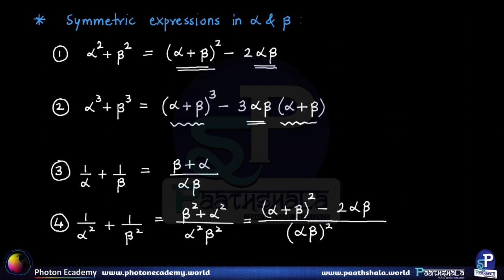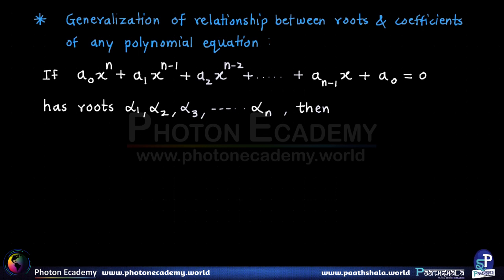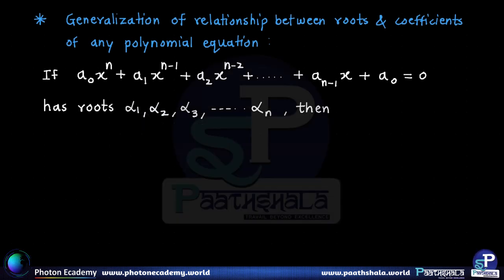So this is the way in which we can evaluate any such expression in alpha and beta once we know the sum and product of the two roots. It's not only applicable to the quadratic equation, but we can generalize the relationship between roots and coefficients of any polynomial equation in this particular way.